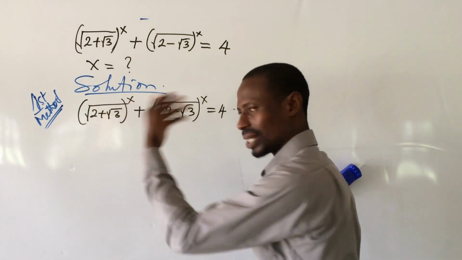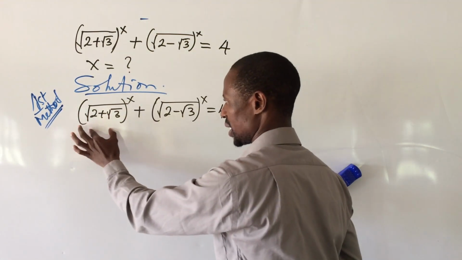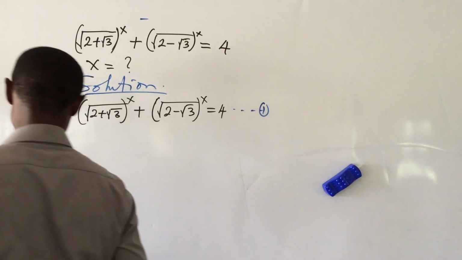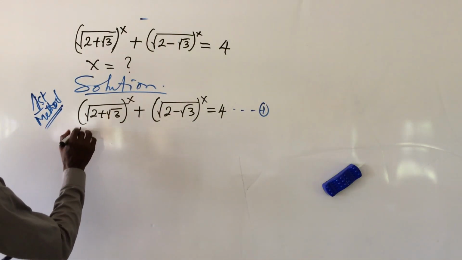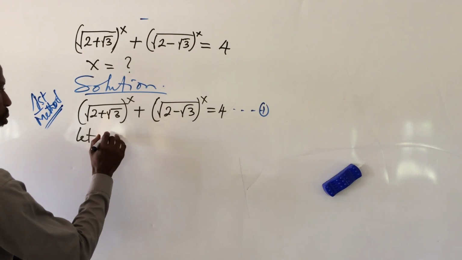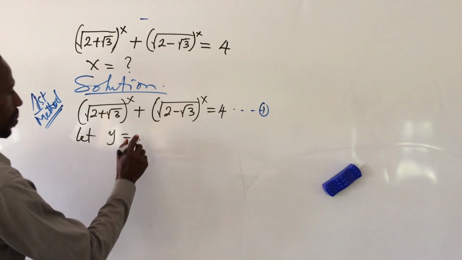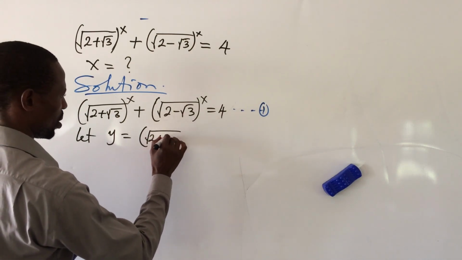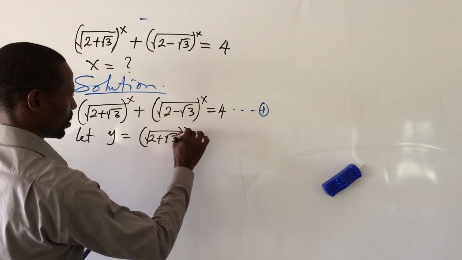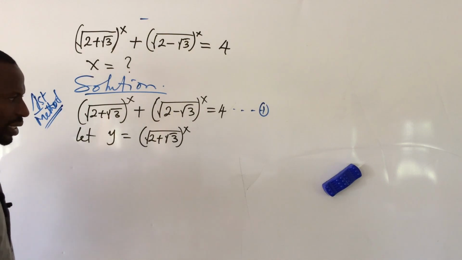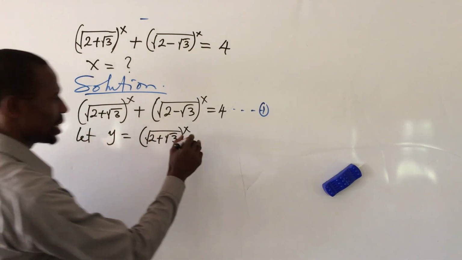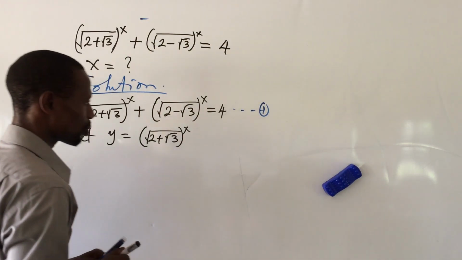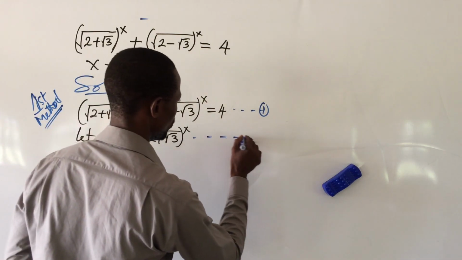I want to bring in another alphabet to represent this positive one. So we can say, let y equal to open bracket the square root of 2 plus root 3 close bracket all to the power of x. This very expression, let's call this equation 2.